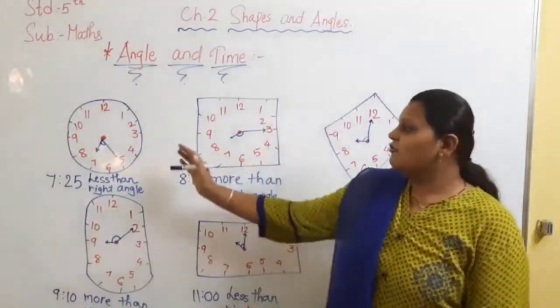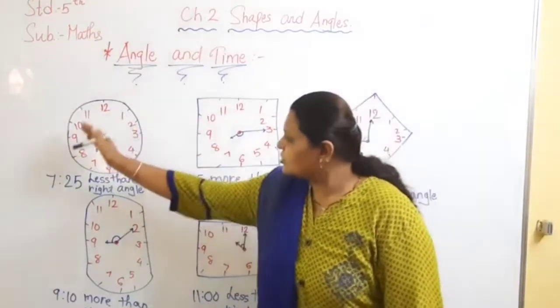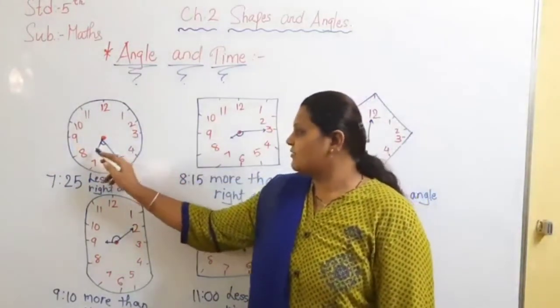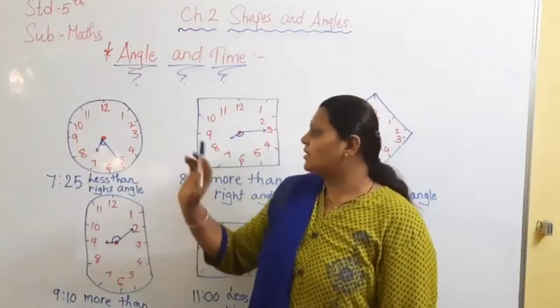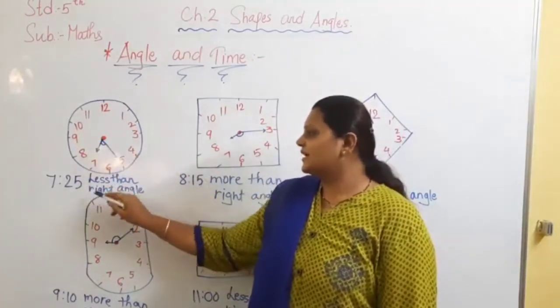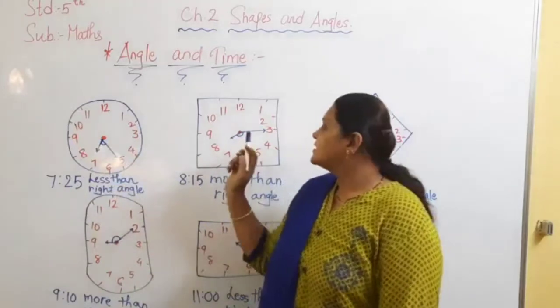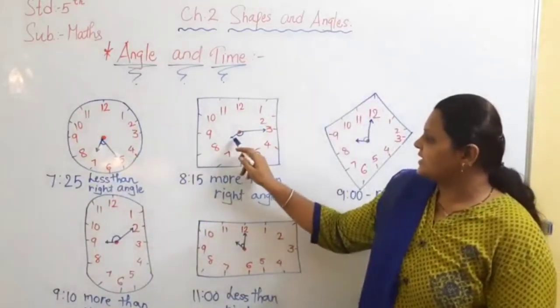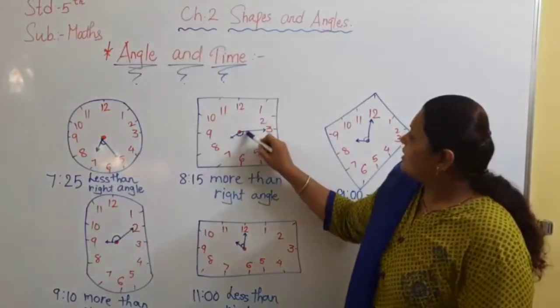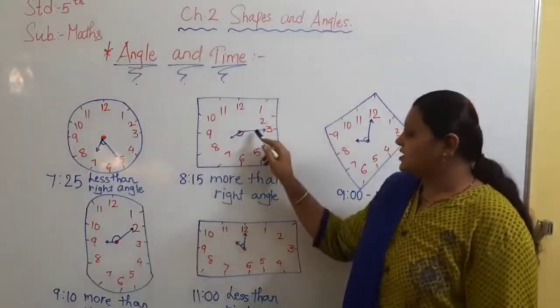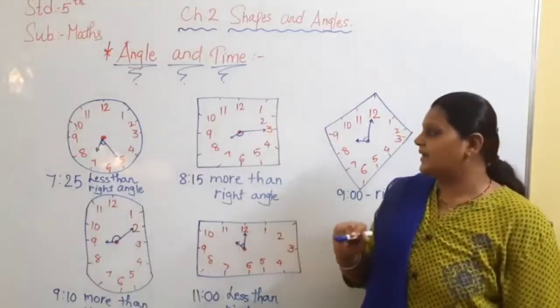Now let's see the first clock. In the first clock, the timing shows 7:25. Here is the angle formed. This angle is less than a right angle. Second clock, the timing is 8:15. Here the angle is forming over here, which is more than a right angle.